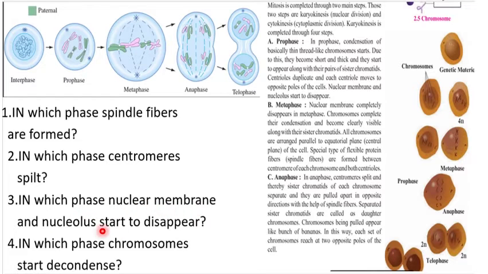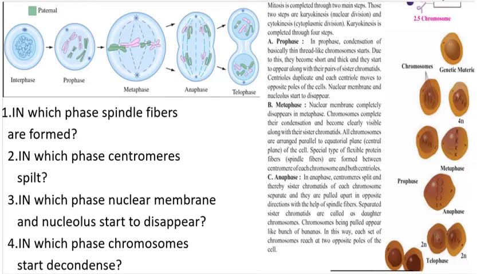In which phase do the nuclear membrane and nucleolus start to disappear? So in prophase only the nuclear membrane and the nucleolus start to disappear. If the question is in which phase the nuclear membrane and nucleolus completely disappear, we have to write down that in metaphase the nuclear membrane and the nucleolus completely disappear. In which phase do the chromosomes start to decondense? So we know that in telophase the chromosomes start to decondense and they become thread-like structures again.